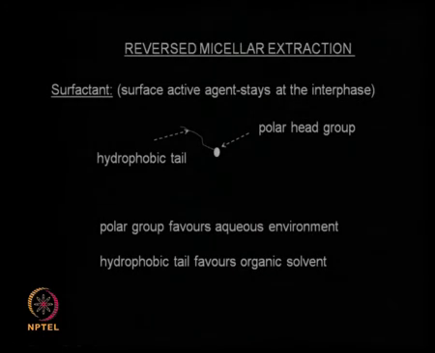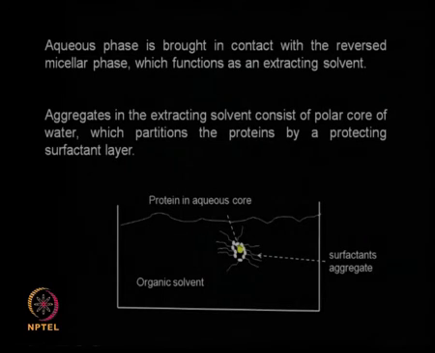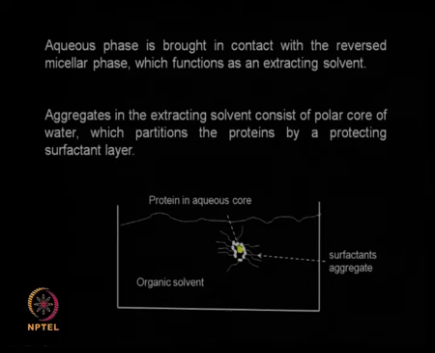The surfactant has an interesting property. It has got a hydrophobic tail as well as a polar head group. So it partitions, the polar head group goes to the aqueous layer and the hydrophobic tail goes to the solvent layer. So the surfactant can be used to selectively capture the protein of interest from the organic solvent. In fact, the surfactant keeps the protein of interest away from the harsh solvent environment, which may deactivate or denature your protein.